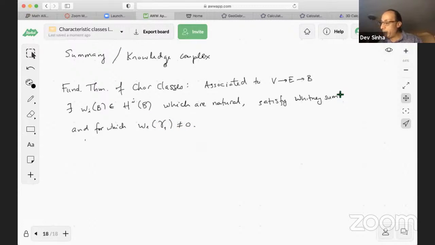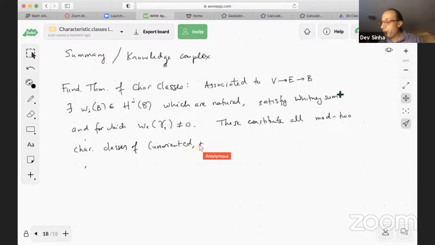And then the other thing is that these constitute all mod 2 cohomology characteristic classes of unoriented real vector bundles. Of course, those are the vector bundles we've been studying so far. So that's the fundamental theorem.